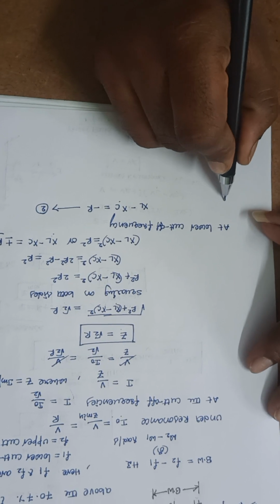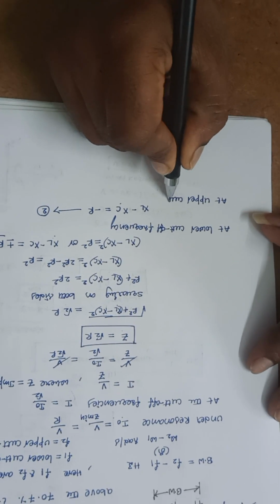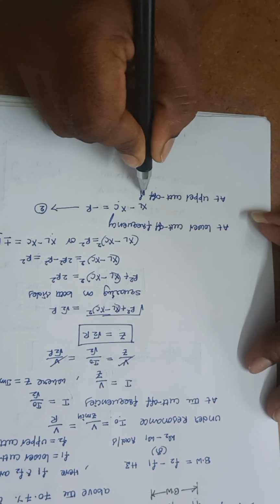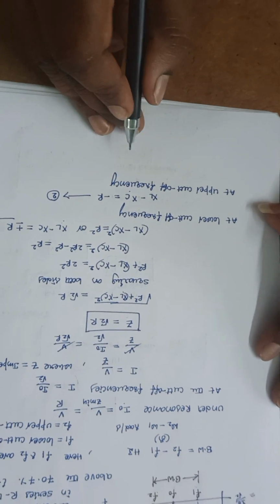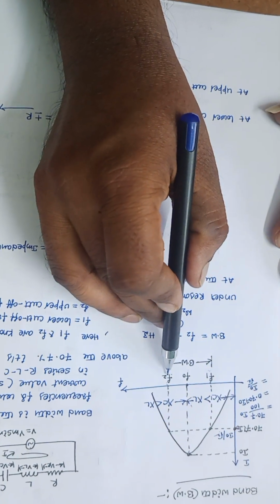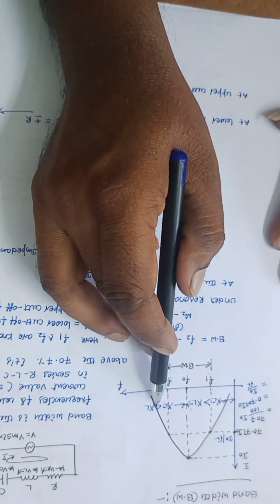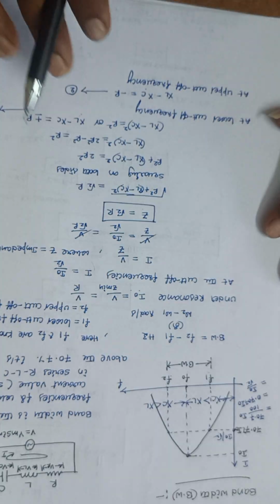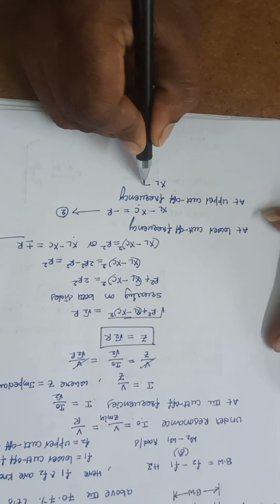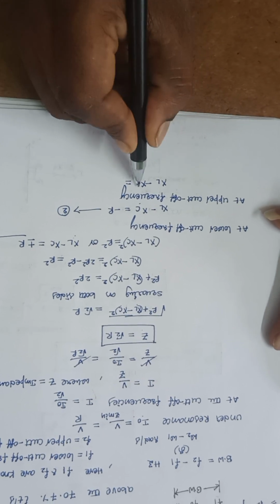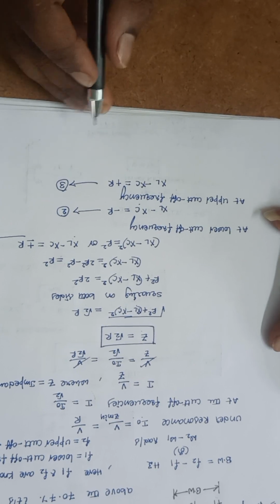Now at higher cutoff frequency, or at upper cutoff frequency, F2 is the upper cutoff frequency. Here XL is greater than XC. That means XL value is higher than this XC value. So this difference XL minus XC, since XL is higher than XC, it will become plus R. So let us represent it as equation number 3.